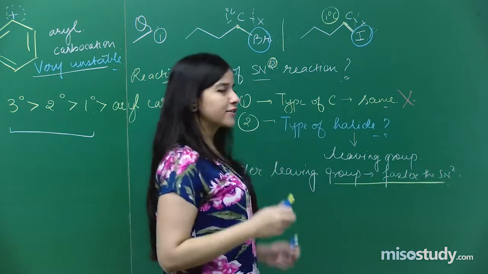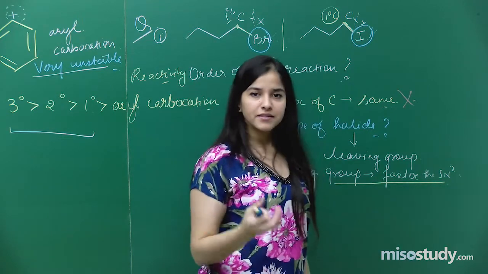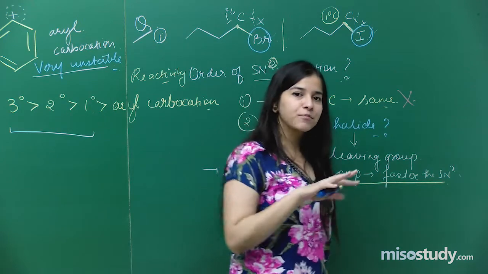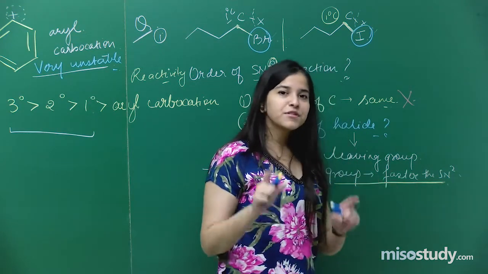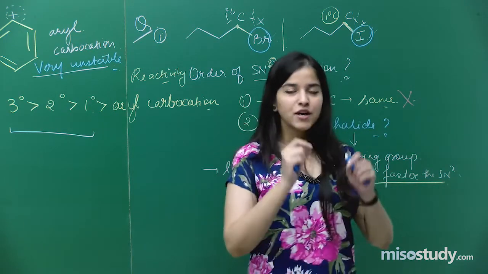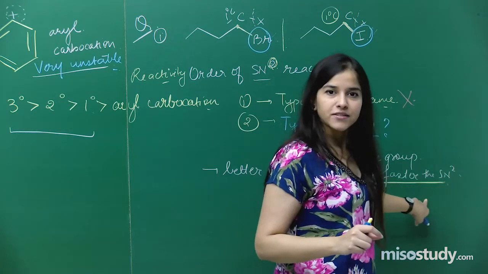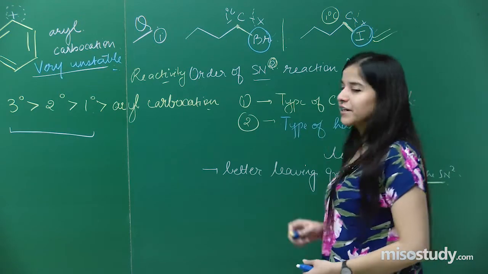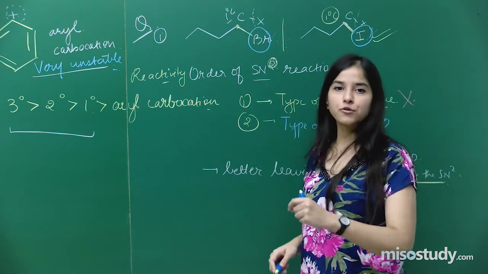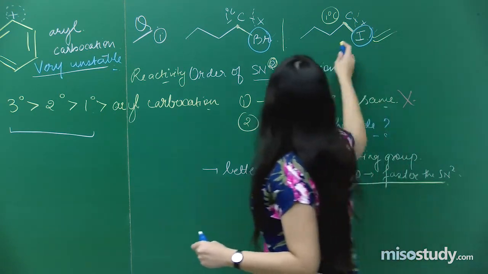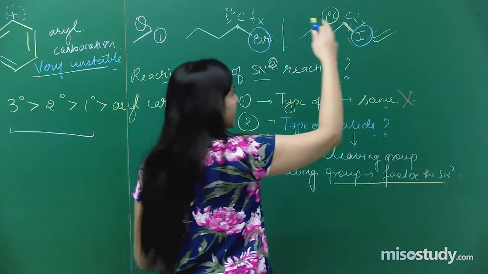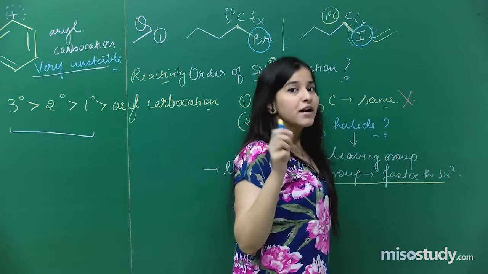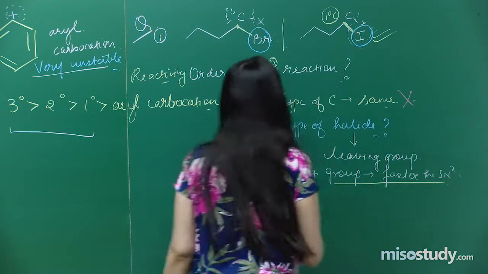Out of the two, as I told you, the bigger the size, the better it will be able to hold on to the negative charge and disperse it, right? So that will be the better leaving group, and that will give us a fast SN2 reaction. Out of the two, which is bigger? Iodine is definitely bigger, as it is down the group. So it will leave the vicinity very quickly and give the desired product very quickly, performing the SN2 faster.